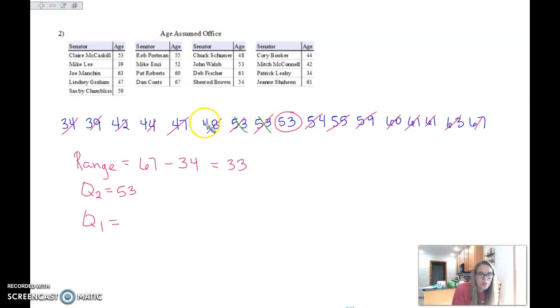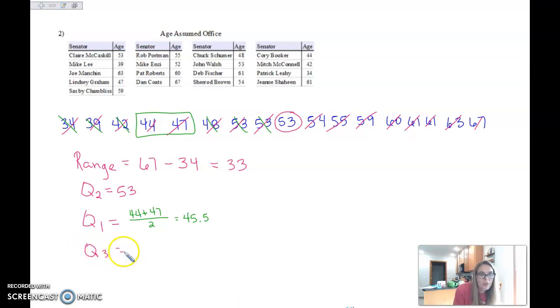Your Q1, we're going to do the same thing with the lower half. So 1, 2, 3, 1, 2, 3, and it's going to be between these two. So we're going to add them together. 44 plus 47, divide by 2. I wish I had my calculator out, but I don't. So 44 plus 47 divided by 2, so 45 and a half.